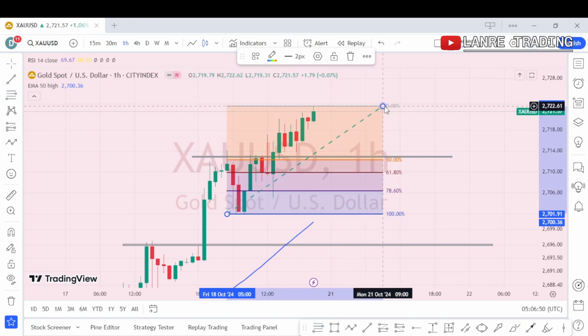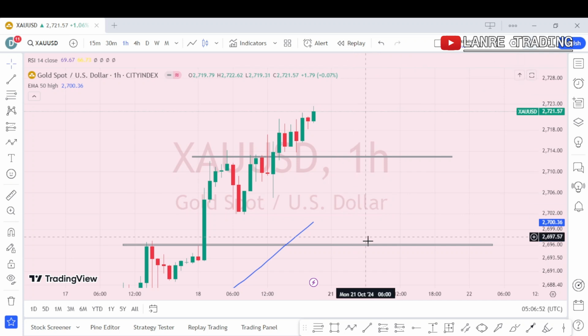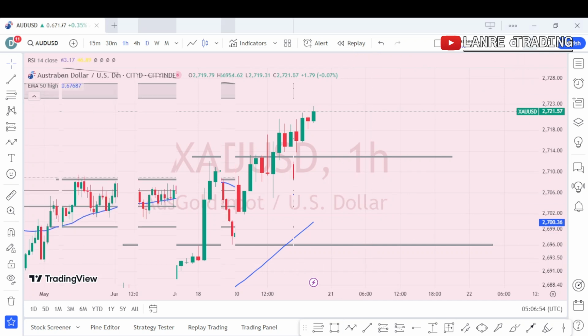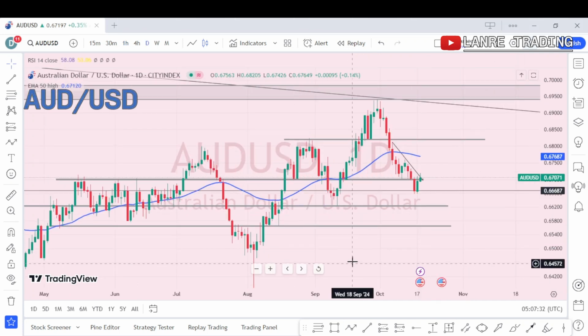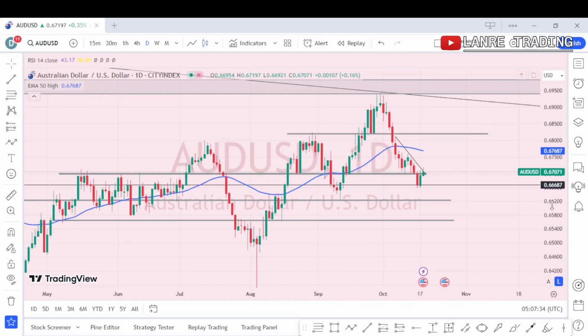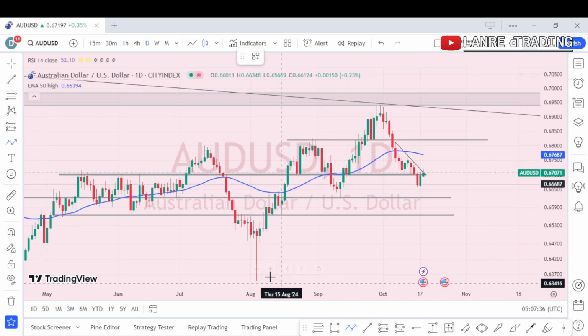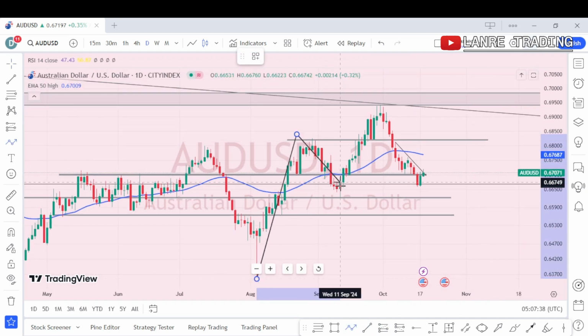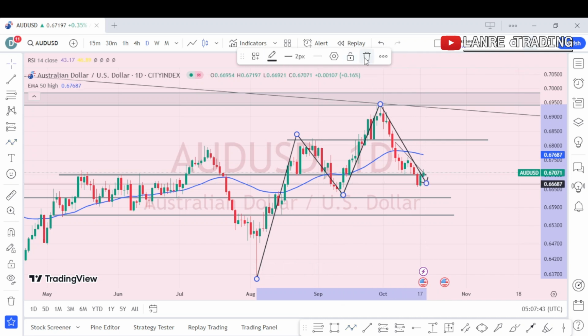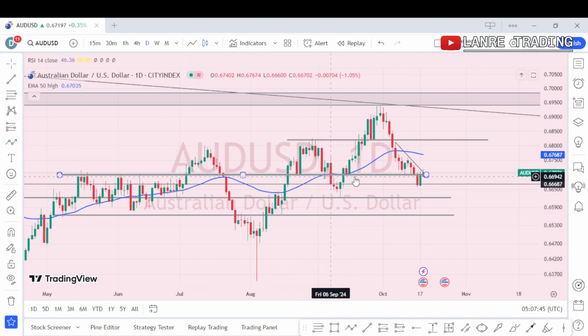I'll be moving on to the next pair, which is AUD USD. For AUD USD, we are on the daily time frame, and as we can see, price is creating a series of higher highs and higher lows. Okay, so price is currently at this major level. Price has sold below this major level right about here.